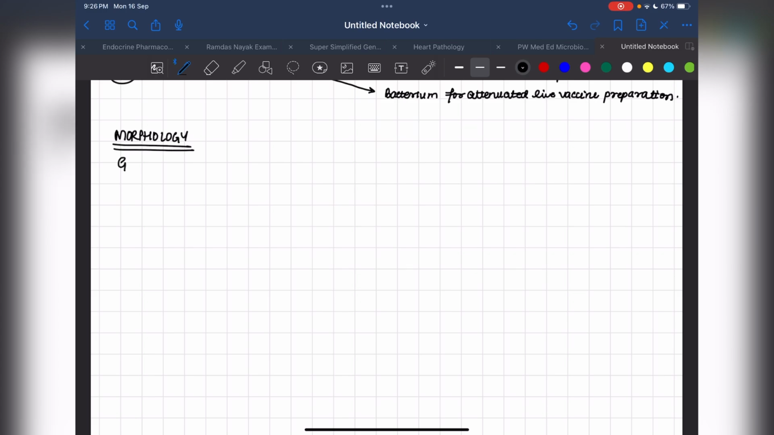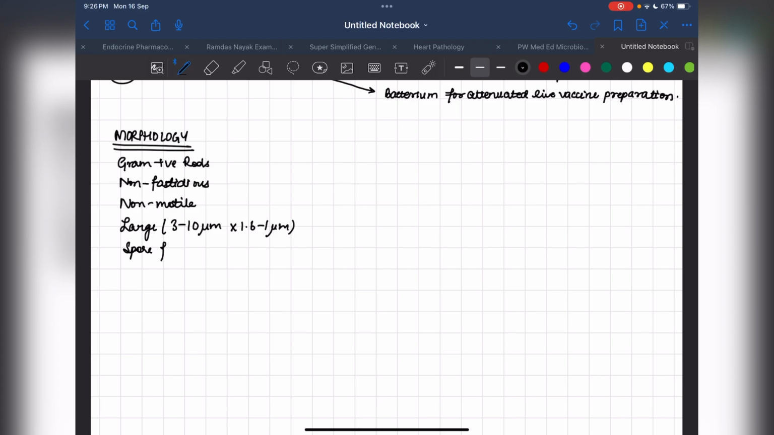Now coming to the morphology. It is obviously gram positive, as we have talked about, and comes under rods or bacilli. It is a gram positive rod, non-acid fast, and non-motile, as we have discussed. It is very large, 3 to 10 micrometers by 1 to 1.6 micrometers. It is spore forming, and the spores, as we have talked about, are non-bulging, central, and oval.